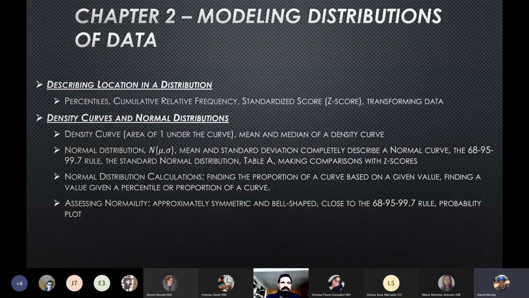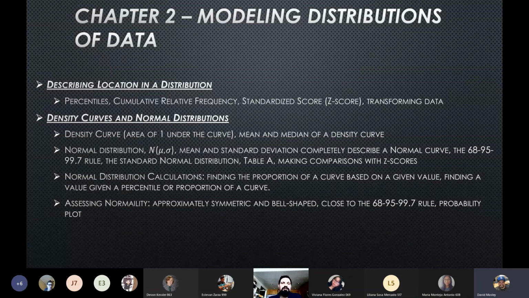We use that with table A, and that allows us to determine the proportion under the curve, or p-values, so to say, as we've seen recently. And we can compare scores on different tests that were done with different point ranges by standardizing each of those and comparing those z-scores. Right. Normal distribution calculations, all right?